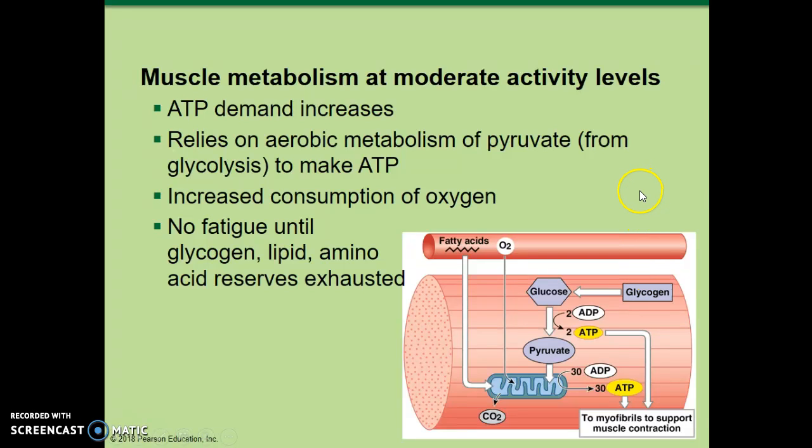When muscle metabolism is at moderate levels, the ATP demand increases, and most of the energy is going to be supplied by aerobic metabolism that the mitochondria do to make ATP. There's increased need for oxygen, and there will be no fatigue of that muscle fiber until the glycogen, the lipids, the amino acid reserves are exhausted.